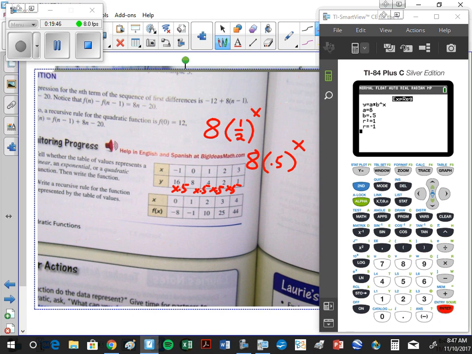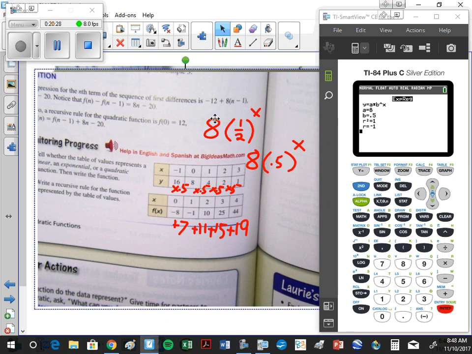How do you get from -8 to -1? Add 7. And from -1 to 10, add 11. From 10 to 25, 15, and from 25 to 44, 19. Is this linear? Nope, first differences don't match. Is it exponential? How do you get from -8 to -1? You would times by 1 over 8. How do you get from -1 to 10? You would multiply by -10, which is a different number, so that doesn't work.